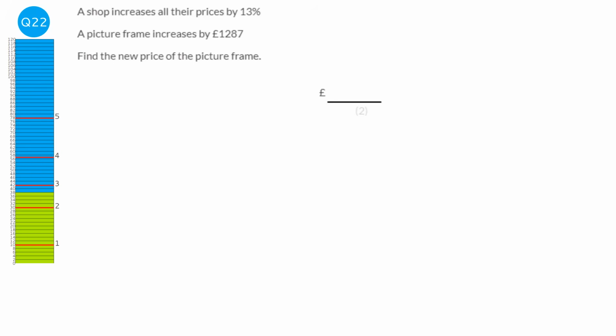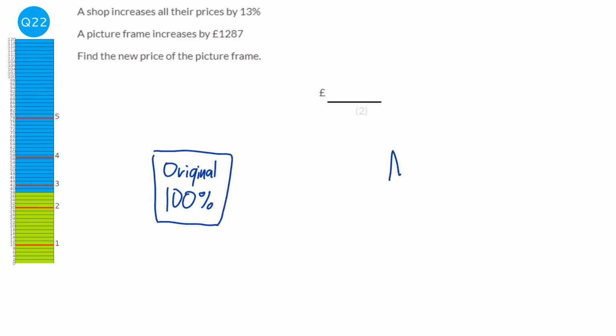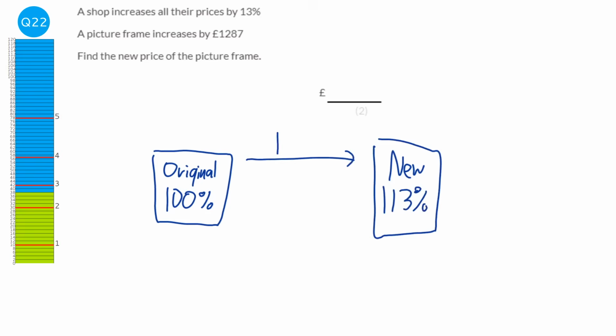So we have an original amount, and this represents 100% of the original amount. The new amount represents 113%, because it has said that it has gone up by 13%. So it has increased by 13%. And as a value, that increase is £1,287. So it's 13% of the original. It's gone up 13% of the original price.